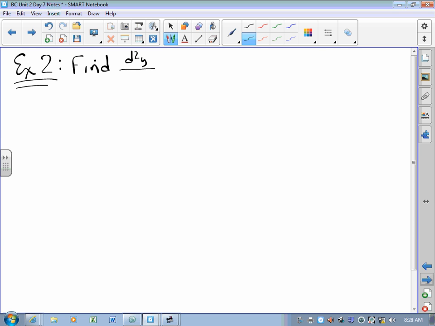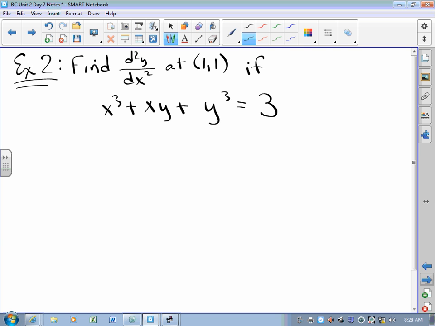Find the second derivative at 1, 1 if x cubed plus xy plus y cubed is 3. This is not an equation where it would be easy to get y by itself. This is a truly implicitly defined relation, and so I want to go very, very carefully. I want to find the first derivative. I want to do it in the way we've done it in the past. To find the first derivative, we're going to take the derivatives of both sides of the equation with respect to x using the chain rule.